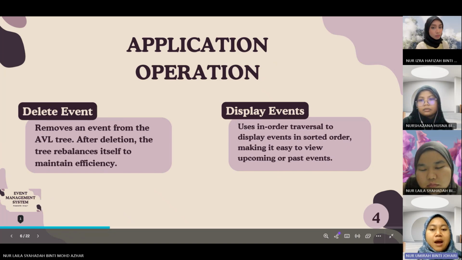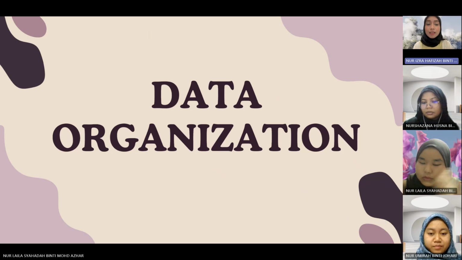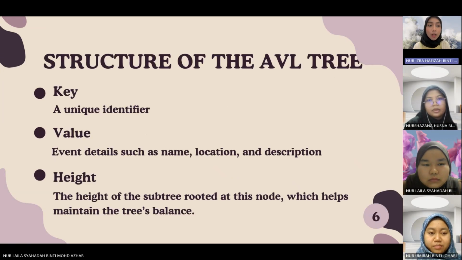For display events, users use in-order traversal to display events in sorted order, making it easy to view upcoming or past events. Next is data organization. Our system uses the AVL tree to store the events. Think of the tree as a hierarchy of boxes. So we have the tree's key, value, and height.